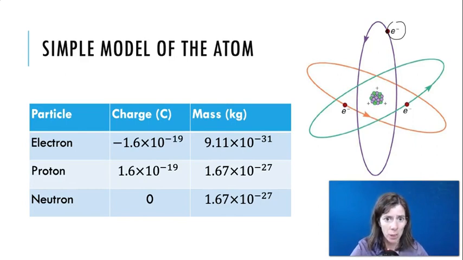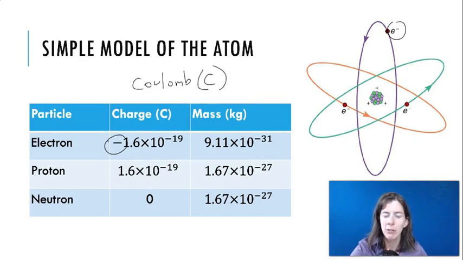It's a simplified model, but it works for us. What's important to know about this model, first of all, is that the protons are in the nucleus and they are positive, while the electrons are orbiting the nucleus and they have a negative charge. The actual amount of charge of both the electron and the proton is the same. The only difference is that the electron has the negative charge while the proton has the positive charge. The actual amount of charge is 1.6 times 10 to the negative 19. The unit for charge is the coulomb, and the abbreviation for coulomb is C.